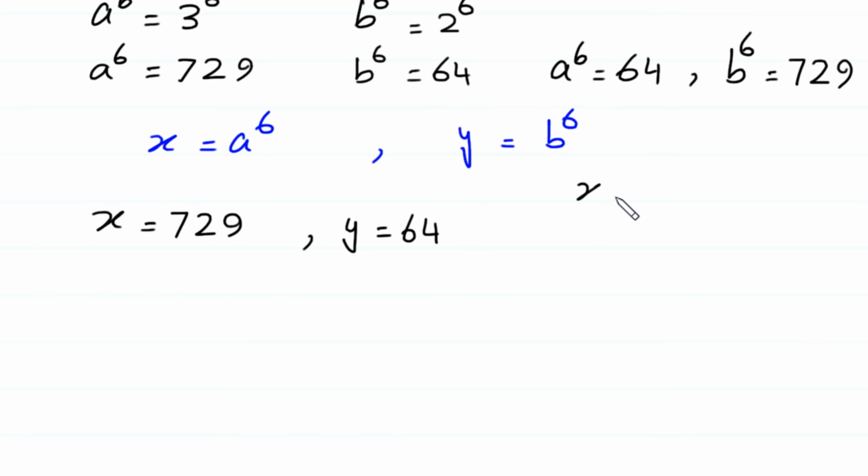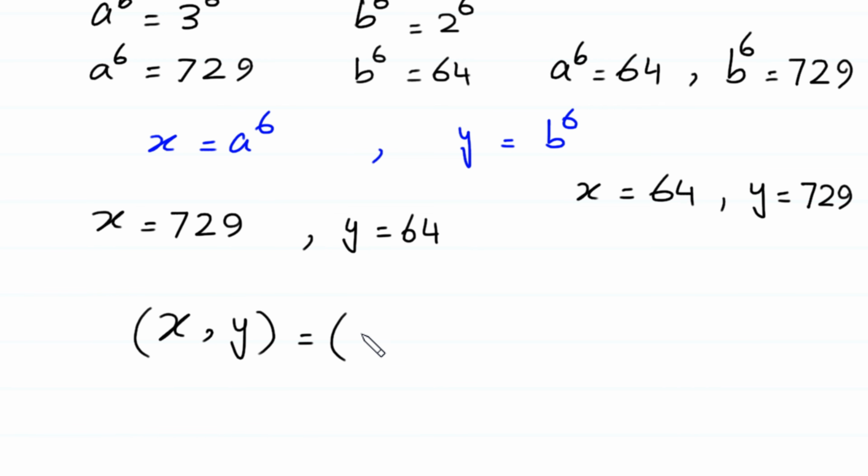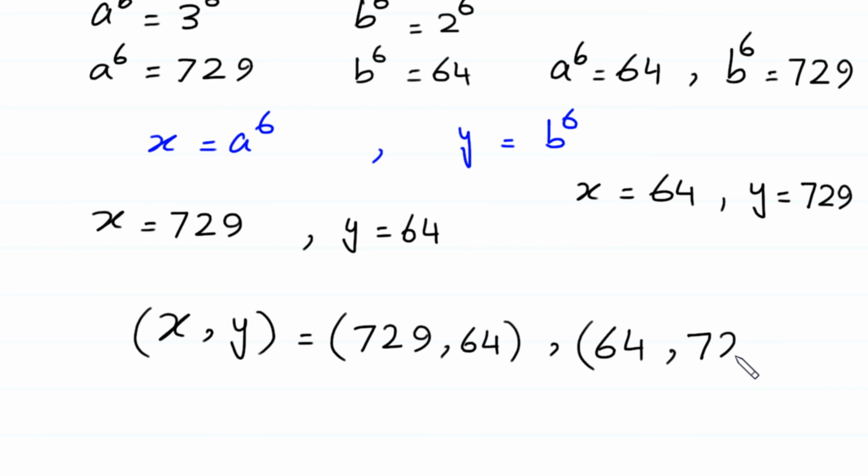and from here x is equal to a to the power 6 is 64, and from here y is equal to b to the power 6 is 729. So we have these two sets of solutions, x comma y is equal to 729 and 64, and 64 and 729.